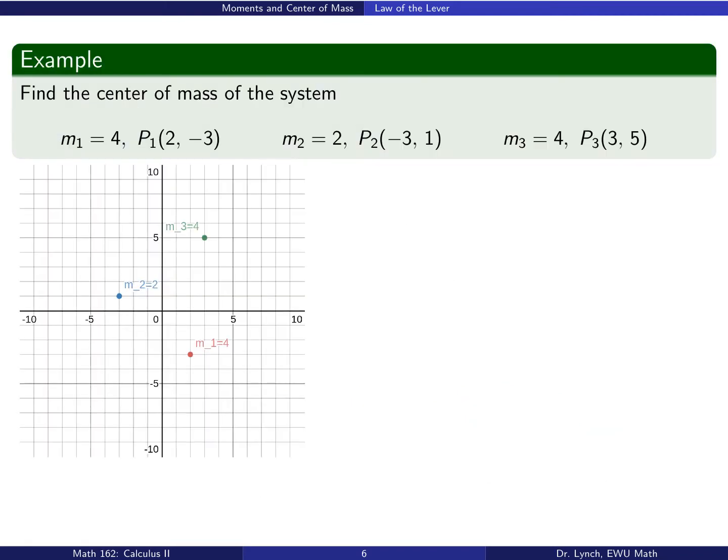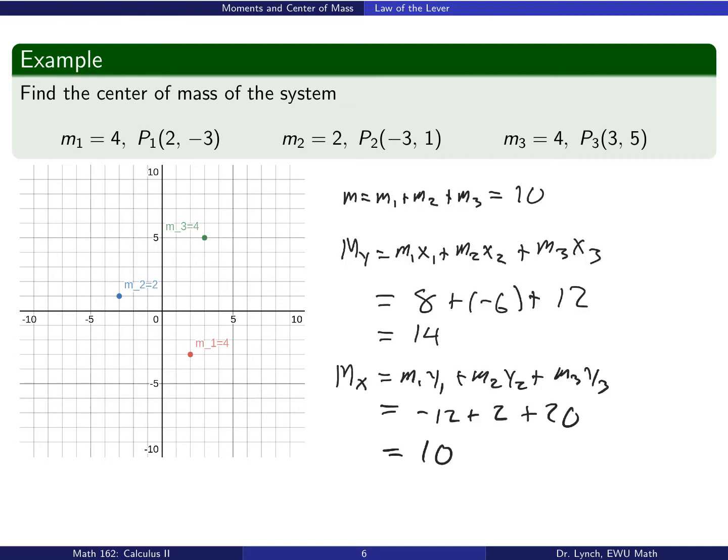Okay, so let's do an example. Here are 3 masses placed at 3 different points in the xy plane. So again, we'll sort of find those different moments and then write the center of mass as the sum of the moments over the sum of the masses. Okay, so here we see the total mass of the system. The total mass of the system is 10.